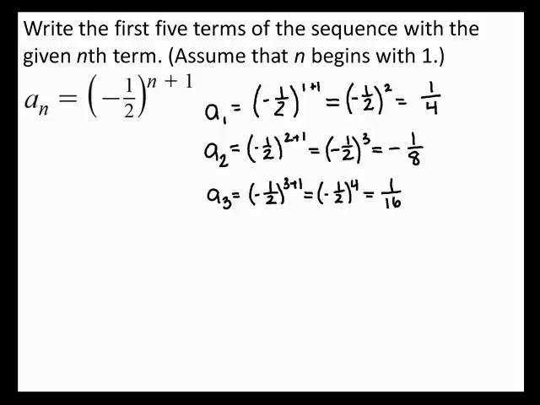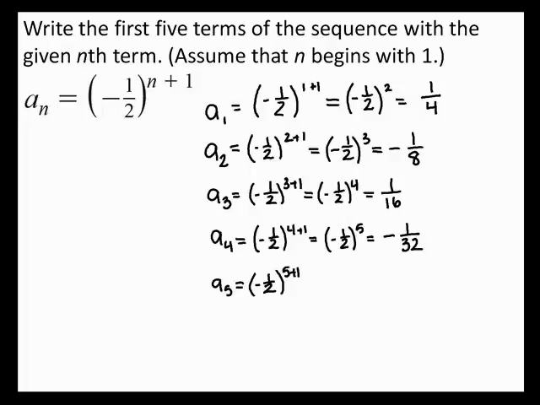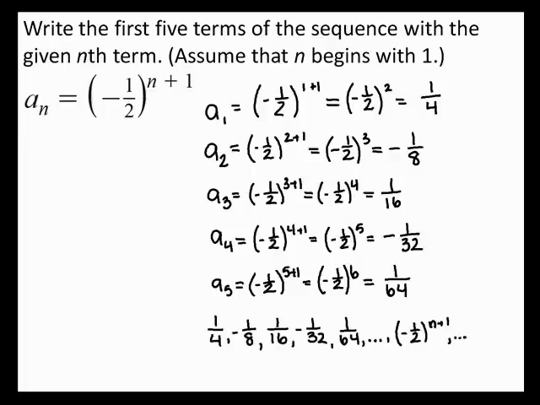Substitute 4 in for n. Simplify 4 plus 1. Simplify (-1/2) to the 5th. You find that a sub 4 is equal to -1/32. Substitute 5 in for n. Simplify 5 plus 1. Simplify (-1/2) to the 6th. You find that a sub 5 is equal to 1/64. The first 5 terms of the sequence are 1/4, -1/8, 1/16, -1/32, and 1/64.